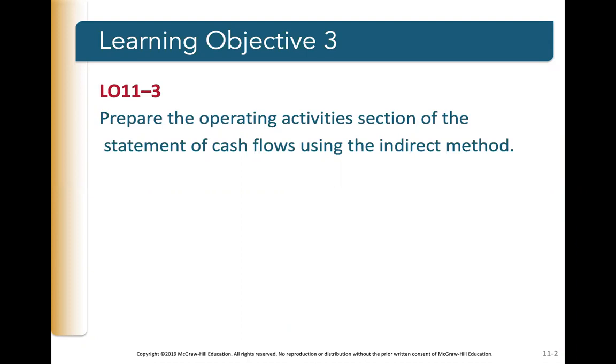The first step in preparing the statement of cash flows is to calculate net cash flows from operating activities using information from the income statement and changes in current assets and current liabilities on the balance sheet. Under the direct-indirect method, we calculate net cash flows from operating activities by starting with net income from the income statement.